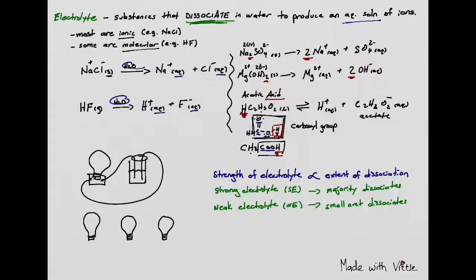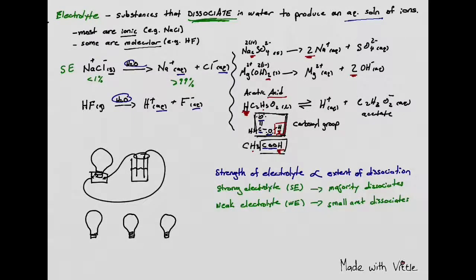I'm going to walk through the examples and assign strength of electrolyte for each one, starting with sodium chloride on the top left here. I said that sodium chloride is an example of a strong electrolyte. That means that the majority of this compound dissociates when it's in water. So these values are going to be arbitrary, but let's say that less than 1% stays NaCl and greater than 99% of it becomes the ions Na+ and Cl-. Hydrogen fluoride is an example of a weak electrolyte. This means that only a small amount of that compound is going to dissociate into the ions, while the majority of it will stay in its compound form, HF.